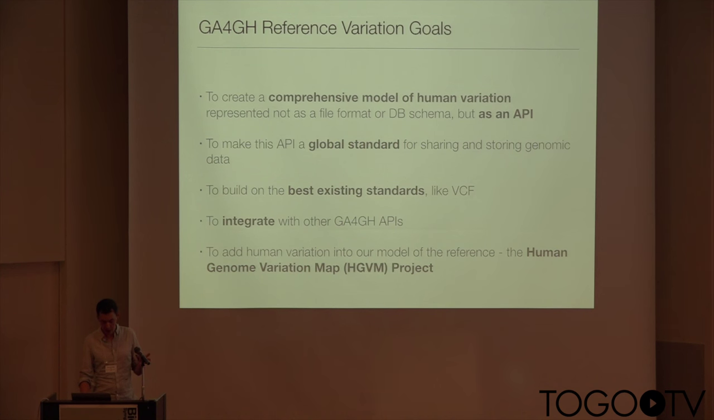And of course, it has to be integrated, and initially at least, we tried to build on existing standards. So we started with a model that was very much like VCF. And now I'm going to tell you about how we're evolving that model to encompass the Human Genome Variation Map project.